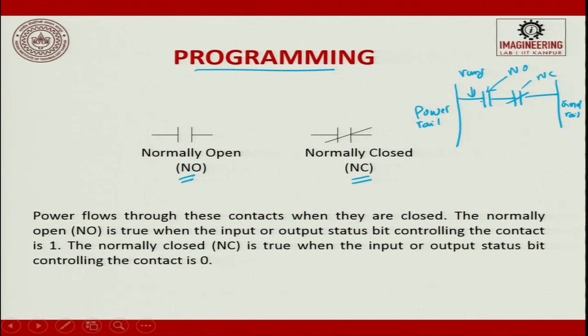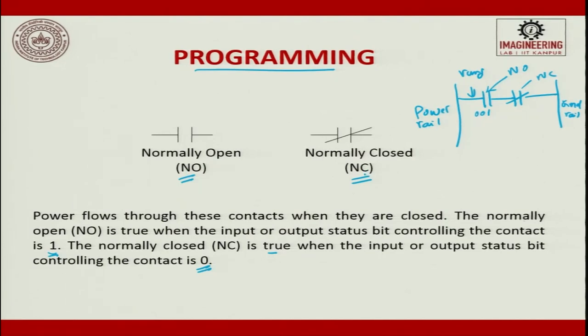So, here again you have to declare this one, for example, you say 001, and then in the input you will say 001 switch is nothing but which connects it to a limit switch which is in the door. So, you have to have all this data. So, the power flows from these contacts when they are closed. The normally open is true when the input or output status bit controlling the contact is 1. The normally closed is true when the input or output status bit is controlled with 0. You can have normally open and normally closed.